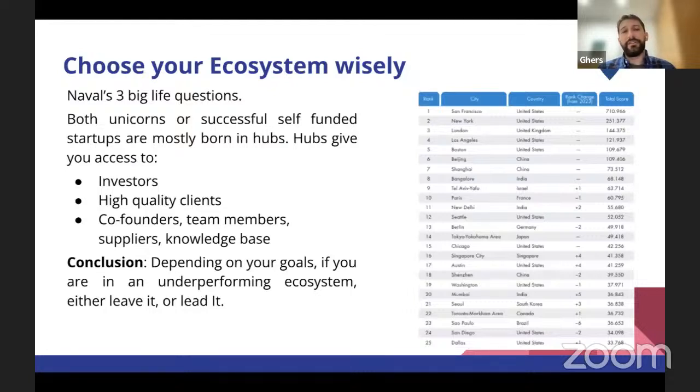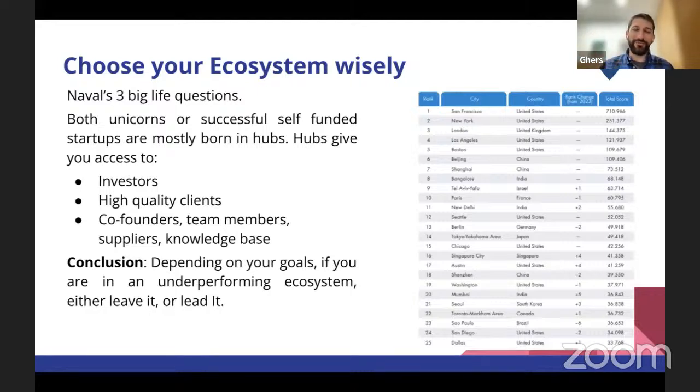Basically, we believe that, we're big followers, very interested in this concept of Naval. You might have heard about Naval. He's a really interesting thought leader in the startup world. He's an investor, a founder, etc., and he has this concept of the three big life questions, which are what you do, who you marry, and where you do it.